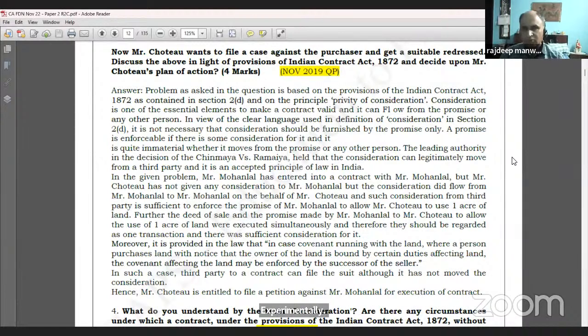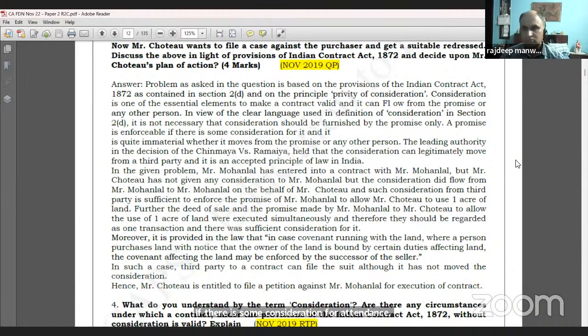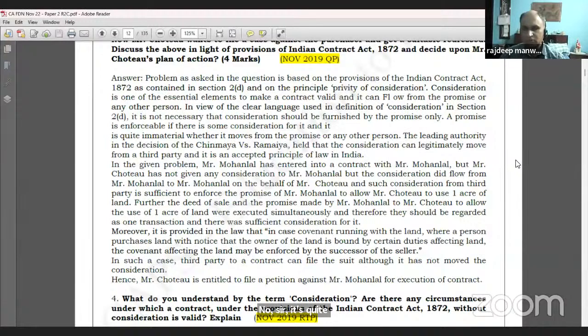Problem as asked in the question, and based on the provisions of the Indian Contract Act 1872 as contained in section 2(d) and on the principle of privity of consideration. Consideration is one of the essential elements to make a contract valid, and it can flow from the promisee or any other person. In view of the clear language used in the definition of consideration in section 2(d), it is not necessary that consideration should be furnished by the promisee only. A promise is enforceable if there is some consideration for it. It's quite immaterial whether it moves from the promisee. This is all copy paste. So you just have to mention the facts of the case, provisions of the law, analysis of the case, and conclusion. You'll have to write covenant running with the land.